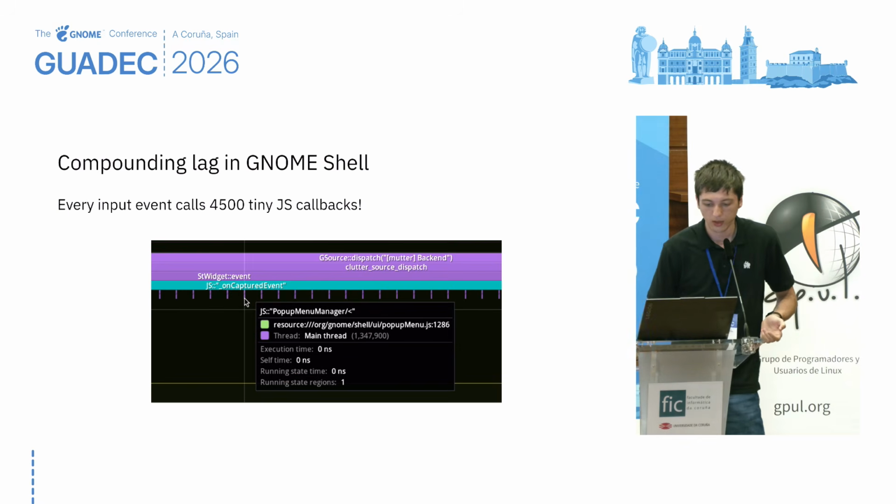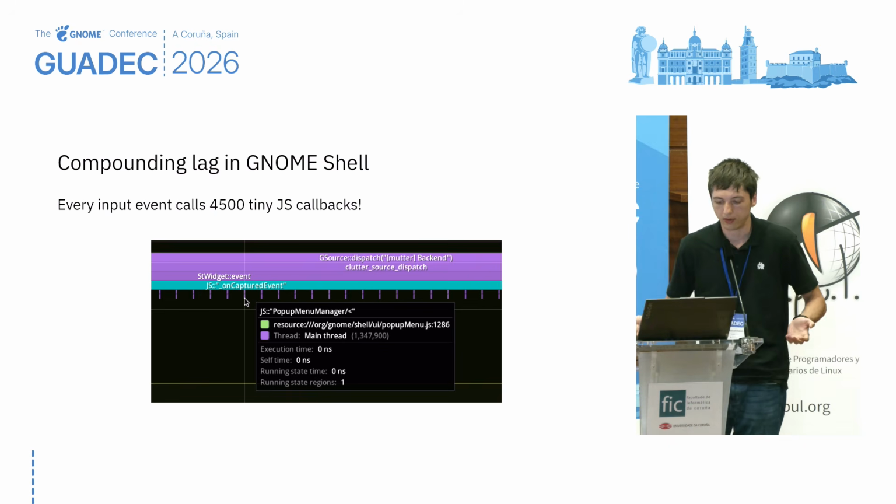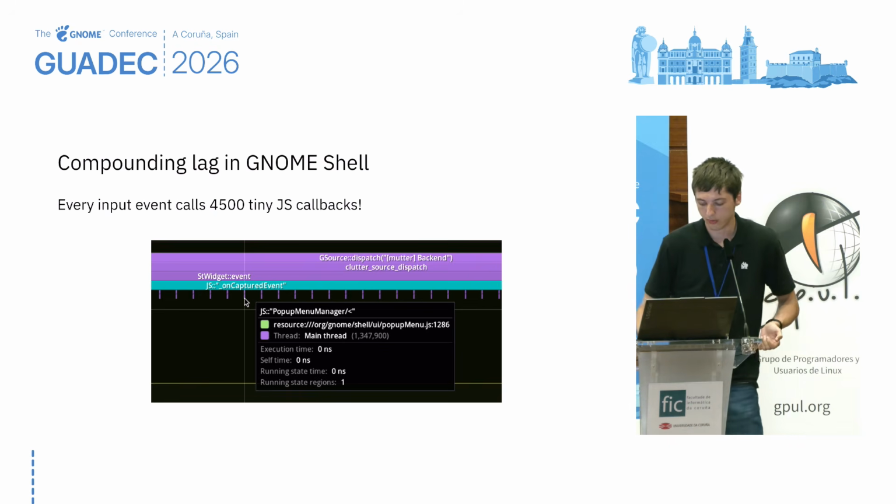So I zoomed in, and indeed, all of these individual functions were tiny, they barely registered, and they were coming from this pop-up menu manager. So I suspected it was some kind of signal leak where the pop-up menu manager was connected to something, and then the code forgot to disconnect it, so they all piled up. And after a few days, you had 4,500 tiny JavaScript callbacks.